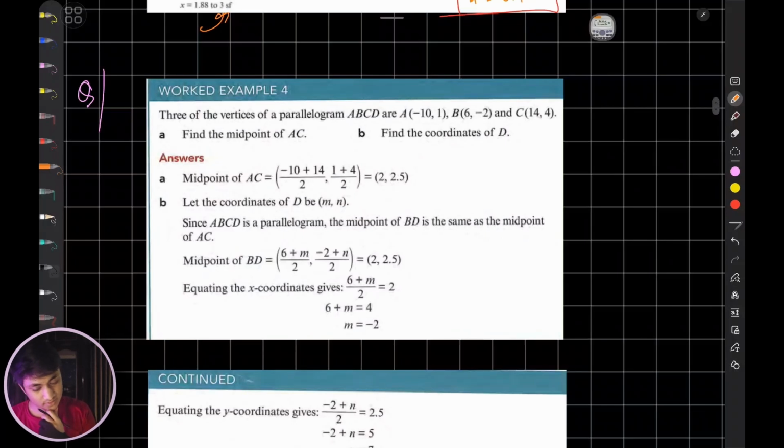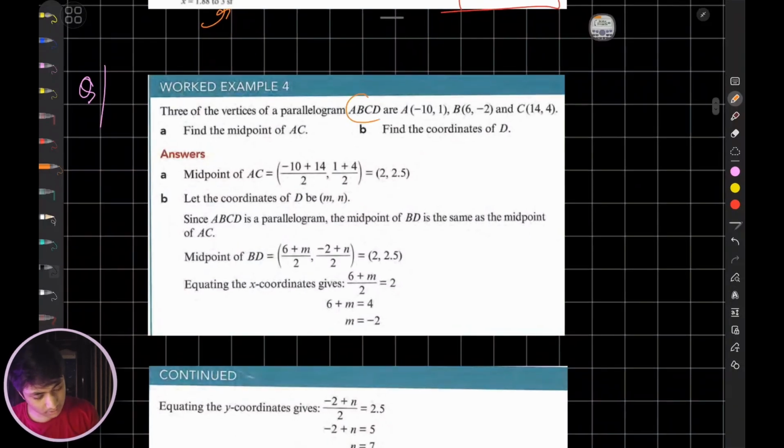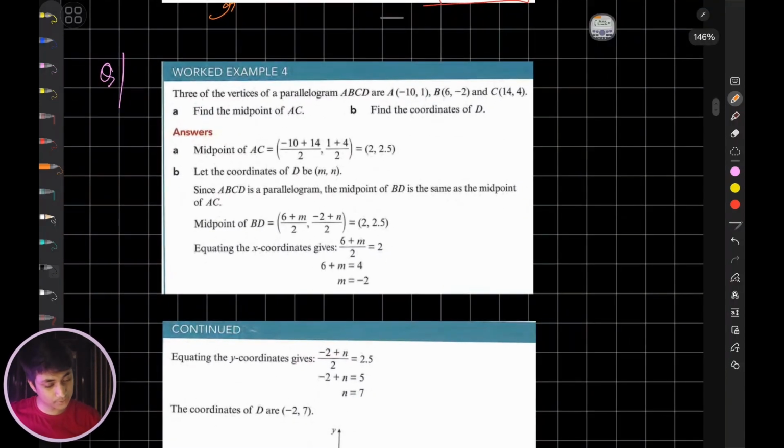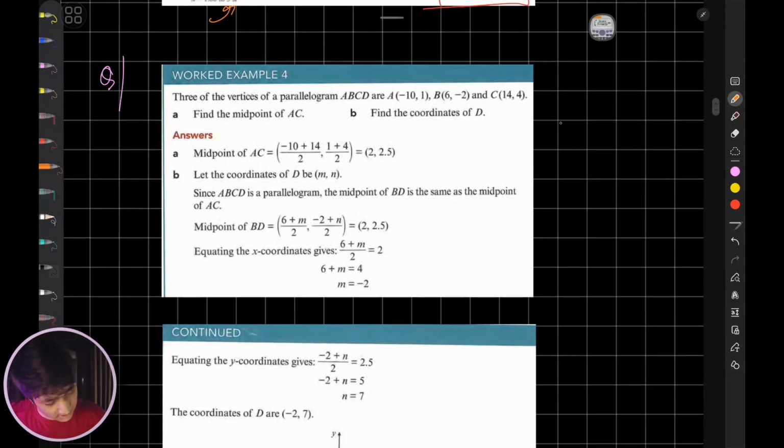Next question, let's go for this one, which is worked example 4 from your book. It says three of the vertices of a parallelogram ABCD: A is minus 10, 1, B is 6, minus 2, C is 14, 4. Find the midpoint of AC. Very simple. You know the formula for midpoints. What are the coordinates for A and C? A is minus 10, 1. C is 14 and 4.